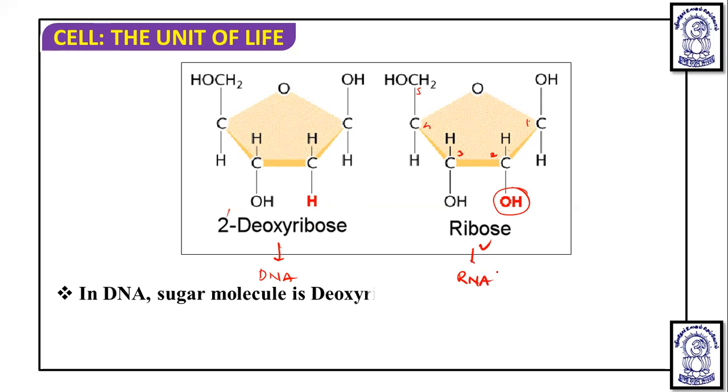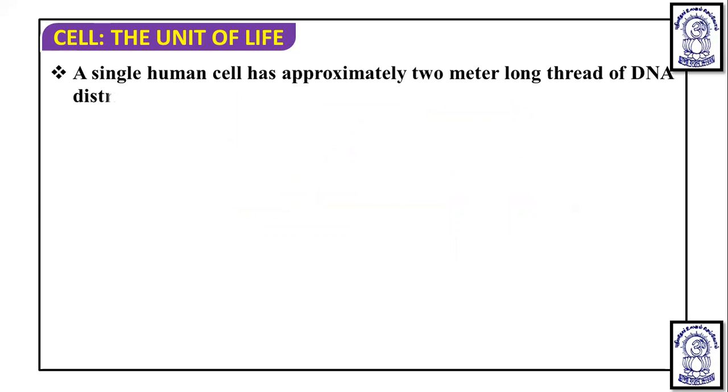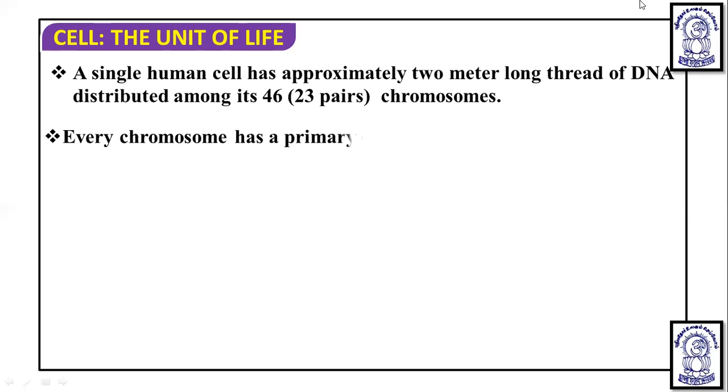Okay, so in DNA, the sugar molecule is deoxyribose, whereas in RNA, the sugar molecule is ribose. Then, if we see a single human cell, the DNA is a 2-meter long thread, and it is distributed among 46 chromosomes, that is, 23 pairs of chromosomes. So 46 chromosomes are found in 23 pairs.